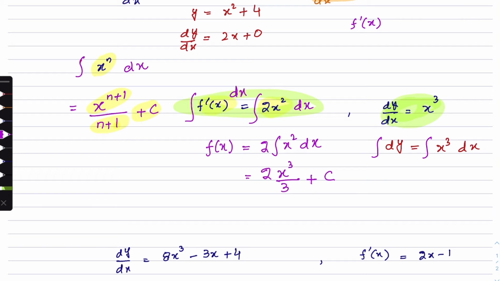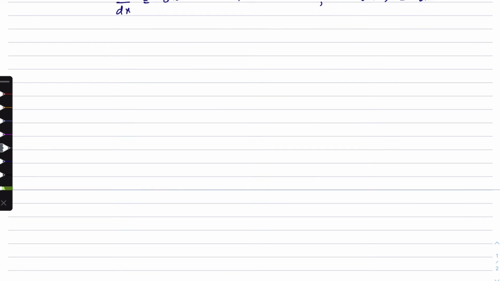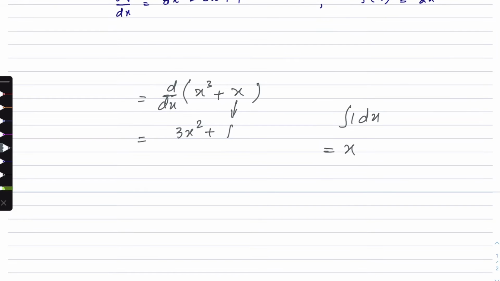Before proceeding further, just tell me one thing: the derivative of x cube plus x with respect to x. It is 3x squared plus 1. We know that the derivative of x is 1. So can you tell me what should be the integral of 1? It would be x. Very well done. The derivative of x is 1, and when we take the integral of 1, this would become x.